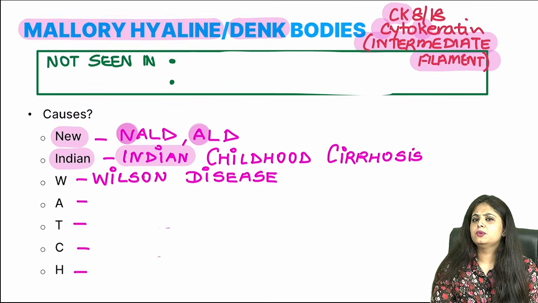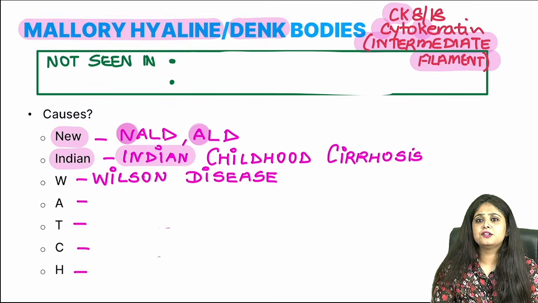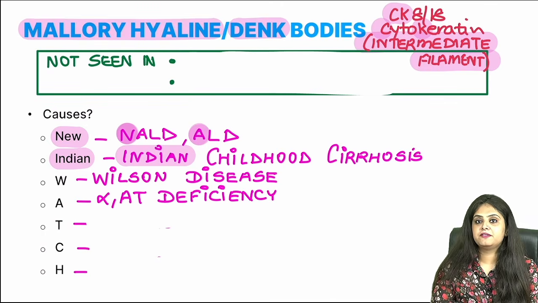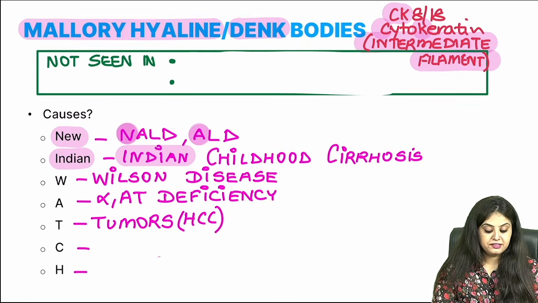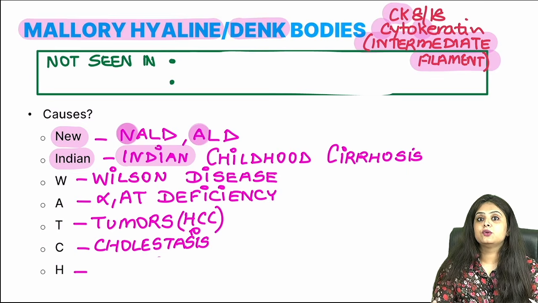The next, W, the only disease that I know of is Wilson disease, the copper overload. A, think of an enzyme deficiency in the liver. It is alpha-1 antitrypsin deficiency. T, of course, tumors of the liver, which of course you will think of. The first tumor coming to your mind is hepatocellular carcinoma. C, if the bile stasis occurs, known as cholestasis.